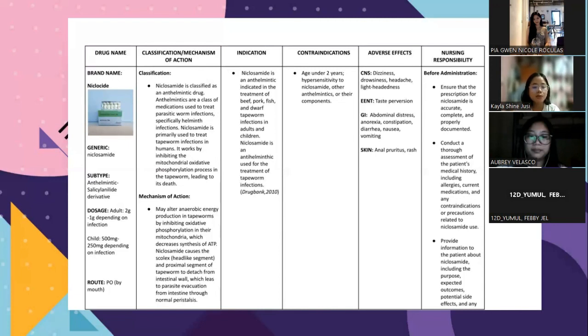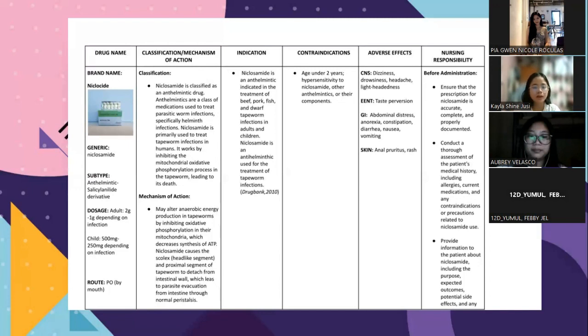The mechanism of action may alter the anaerobic energy production in the tapeworm by inhibiting the oxidative phosphorylation in their mitochondria, which decreases the synthesis of ATP. Niclosamide affects the scolex, the head-like segment, and the proximal segment of the tapeworm, causing it to detach from the intestinal wall, which leads to parasite evacuation from the intestine through normal peristalsis.